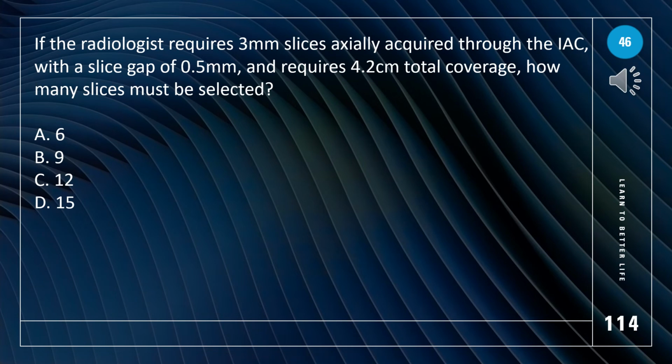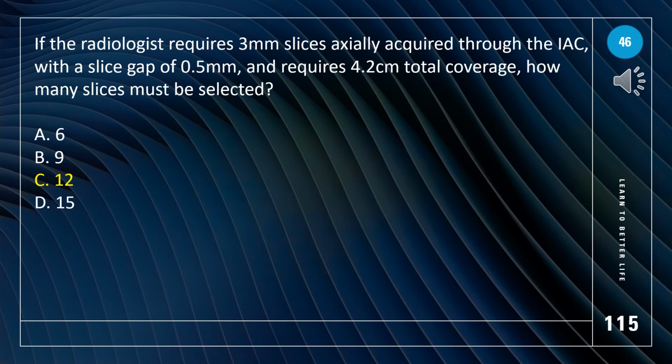If the radiologist requires 3 mm slices axially acquired through the IAC, with a slice gap of 0.5 mm, and requires 4.2 cm total coverage, how many slices must be selected? A. 6. B. 9. C. 12. D. 15.